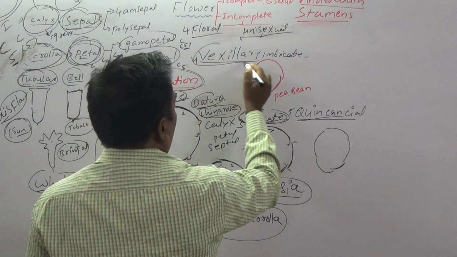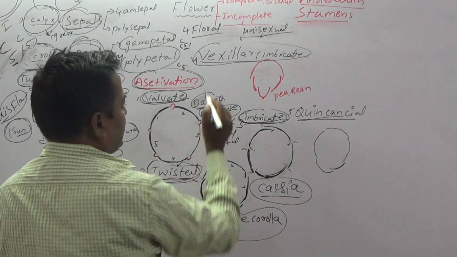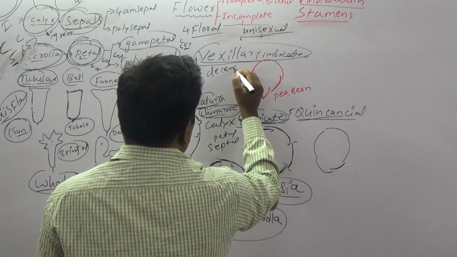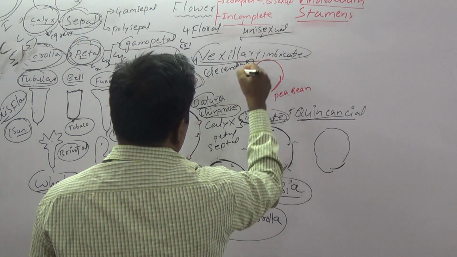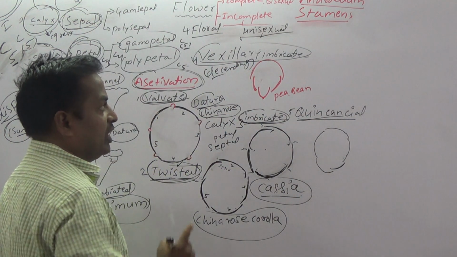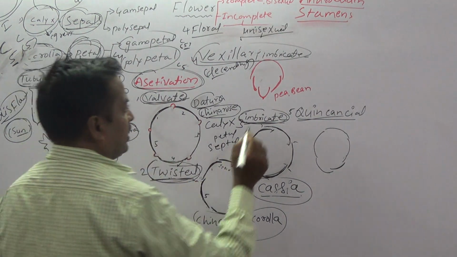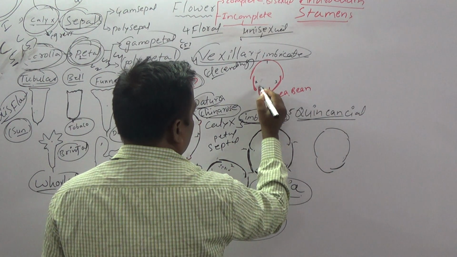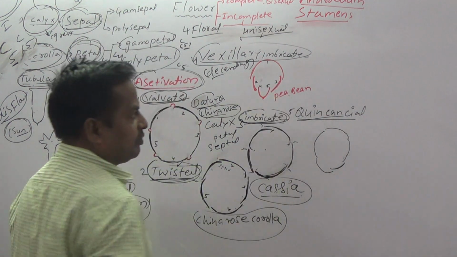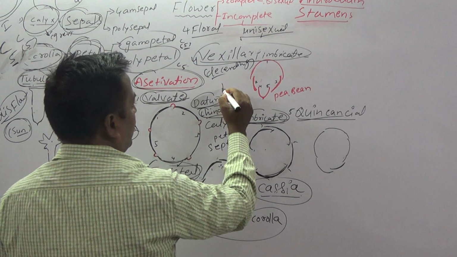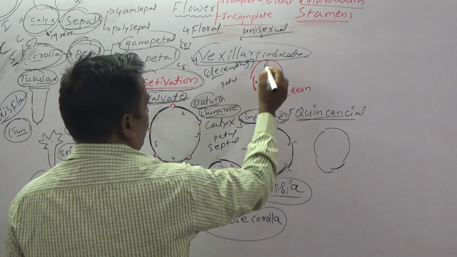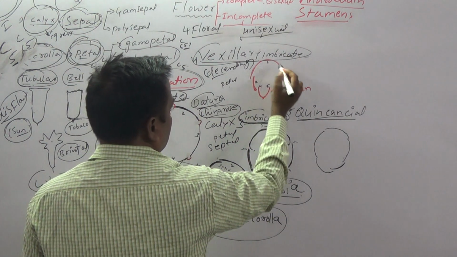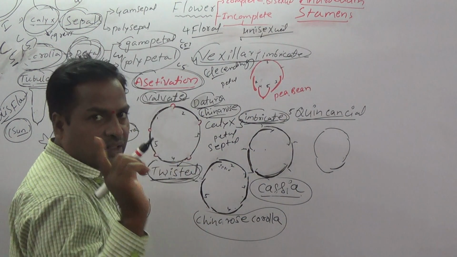The next one is vexillary imbricate, or descending imbricate estivation. There are 5 petals: the first one, second, third, fourth and fifth. How many petals are there? 5 petals. The first one is very large. It is called the standard petal.